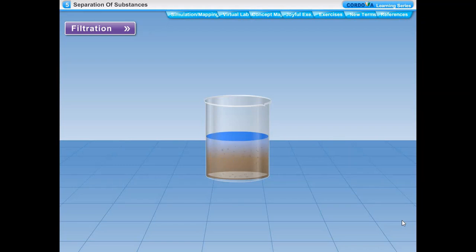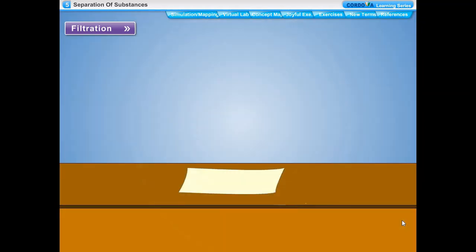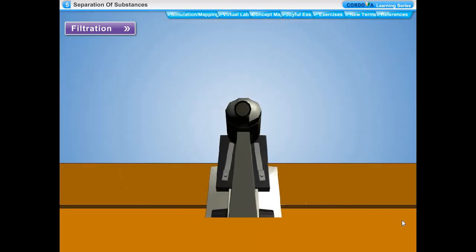A filter paper is a piece of special paper that has millions of tiny holes in it. The holes of a filter paper are so small that they cannot be seen with the naked eyes, but can be seen only through a microscope.